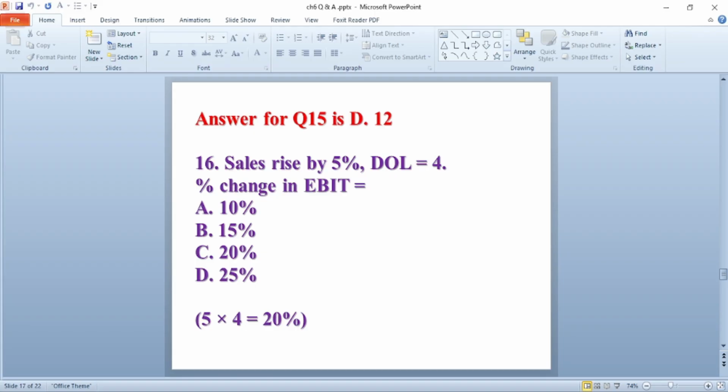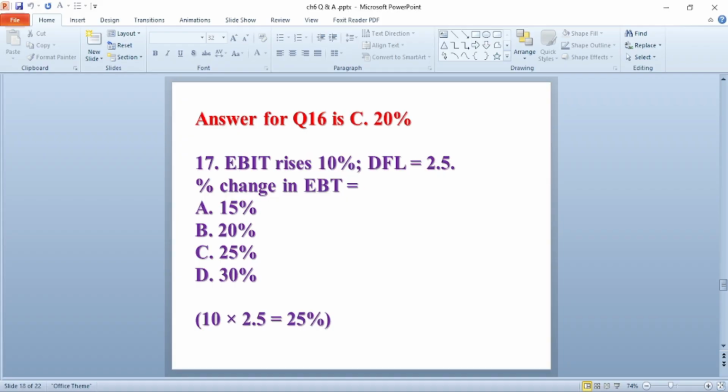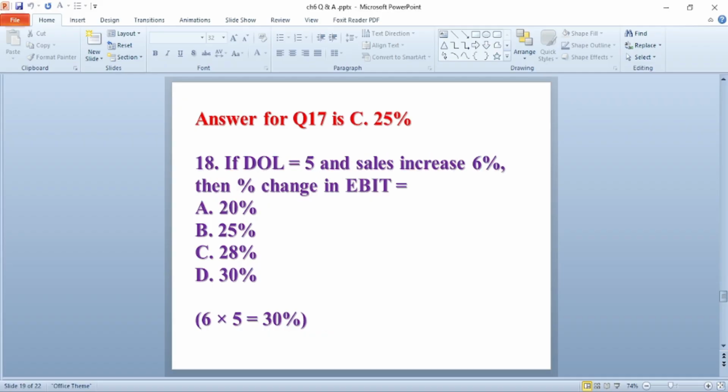Change in earning before interest and tax is equal to 4 times 5, which is equal to 20%. Earning before interest and tax rises. DFL is equal to 2.5, and the percentage change in earning before tax is equal to dash. 10 times this 2.5 is equal to 25%. So the answer is C.